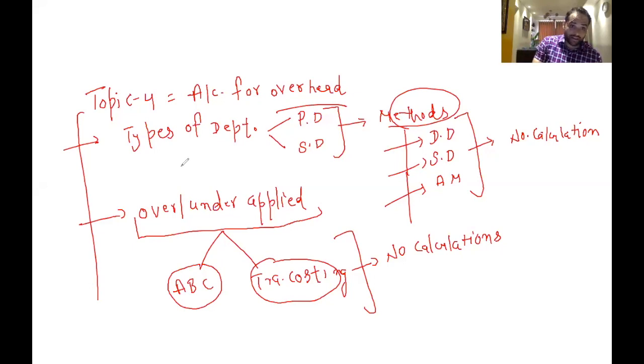And finally, under and over applied. Under and over applied belongs to ABC and traditional, so there is no difference between under and over applied of ABC and traditional, just the ideas for over and under applied. So these are the 2 methods. I guess that's enough for your topic 4. So topic 4 is finished.